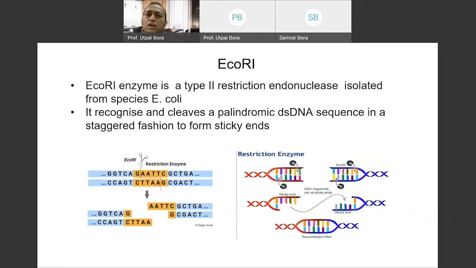So EcoRI is another enzyme which was isolated from Escherichia coli. It recognizes and cleaves a palindromic DNA sequence in a staggered fashion to form the sticky ends, which you can see here. These are the sticky ends.